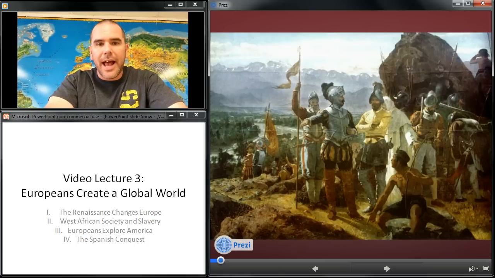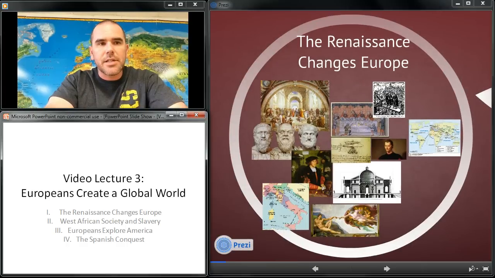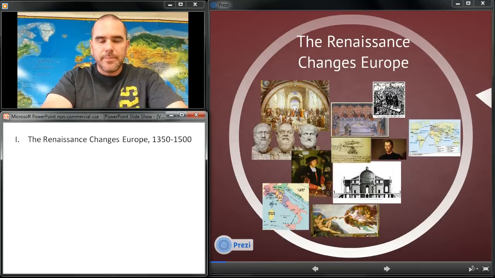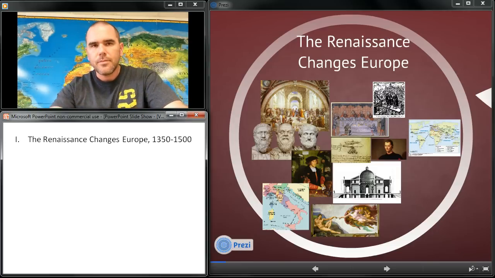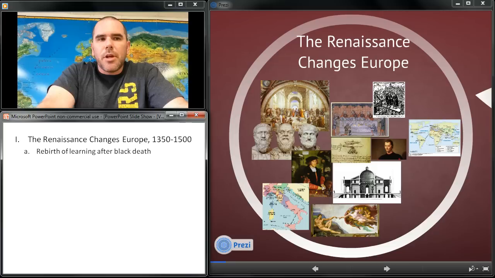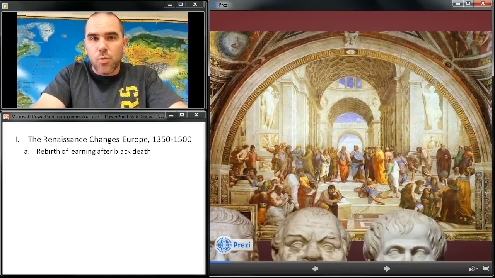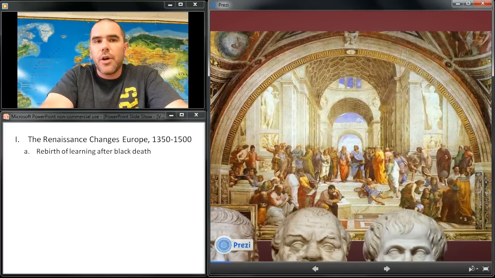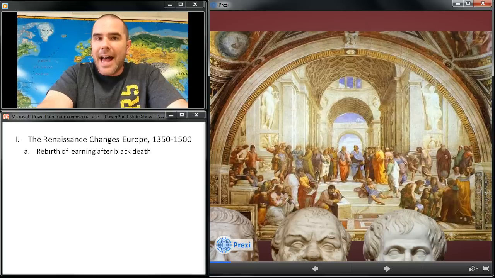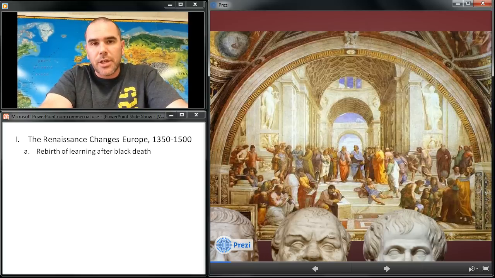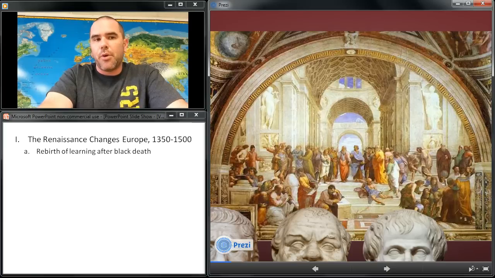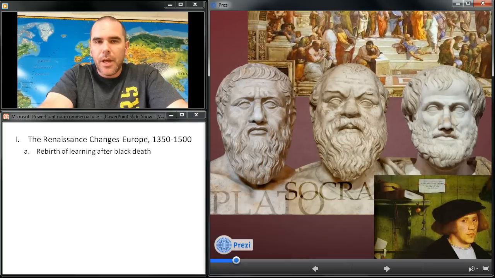So let's take a look then at our very first section, which is the Renaissance changes Europe. Stimulated by the wealth and learning of the Arab and the Chinese world, and by the reintroduction of Greek and Roman texts following the Black Death that destroyed one third of the population, Europe experienced a rebirth of learning, economic development, and cultural life. The Renaissance had the most impact, however, on the upper classes.